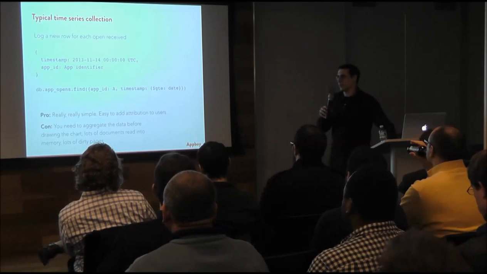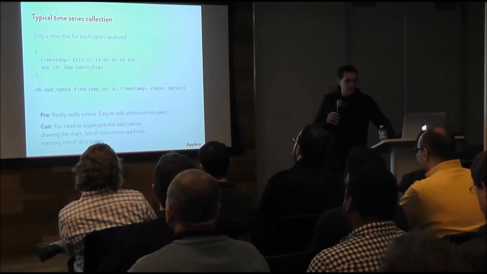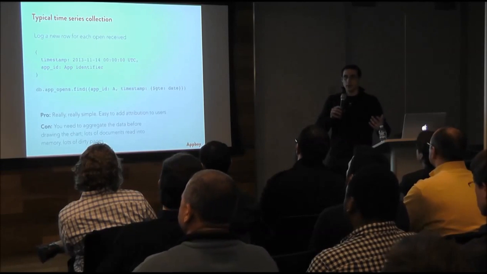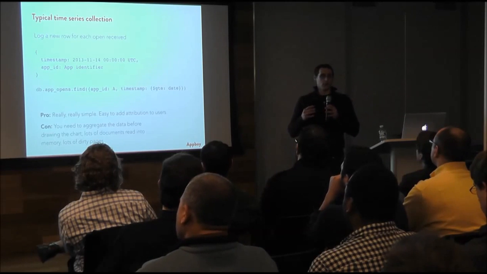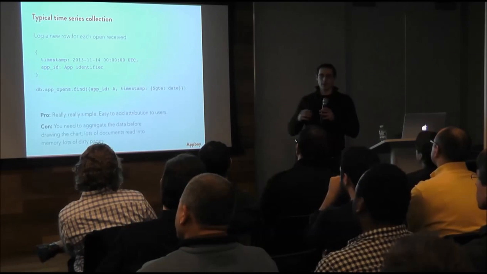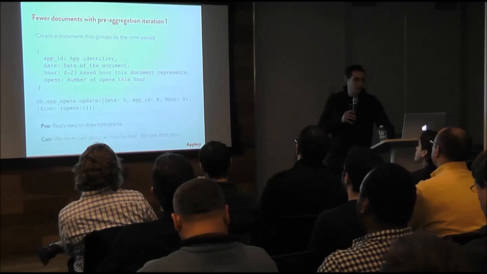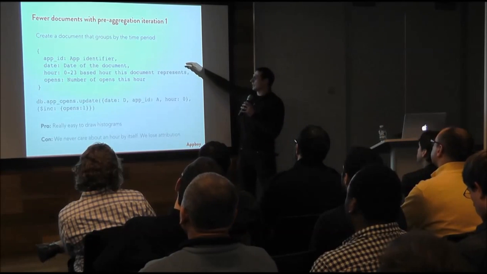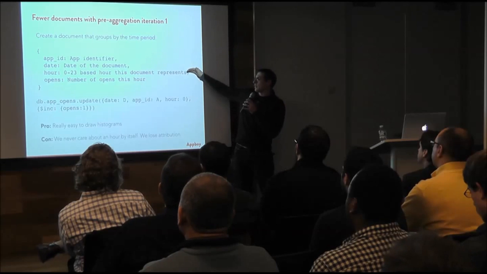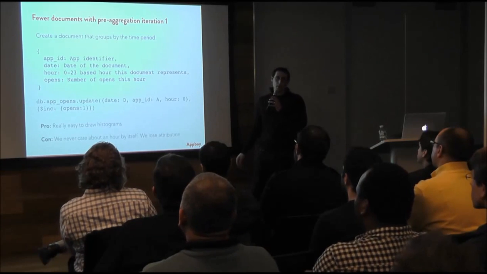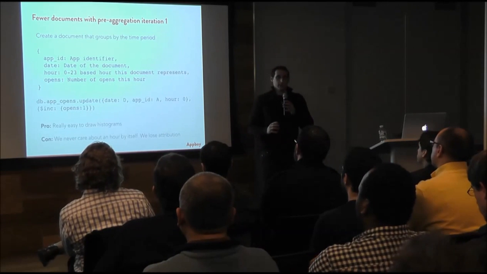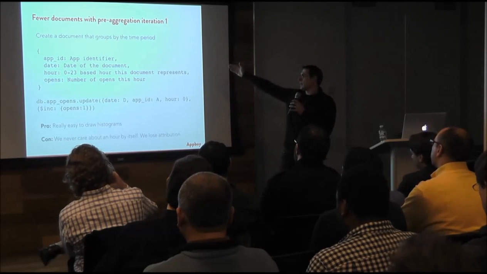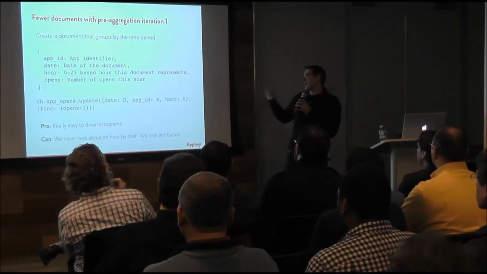So let's improve on this with pre-aggregation. What pre-aggregation is going to do is roll up this data into a time period that we care about. At Appboy, we show time series charts by hour. So we'll start there and roll this up by hour, and I'll show you what that would look like. You change the document here to group by a time period. You can see that I still have my app ID, but now I have a date, and then an hour, and then the number of opens per hour. And what you want to do is, every time a new app open happens, you just find the app ID and the date, and then you just increment the count of the hour.